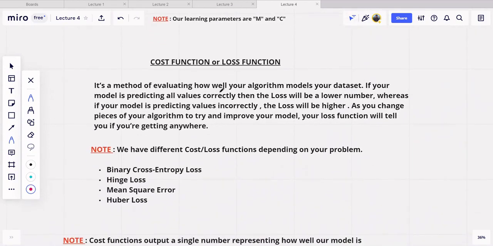No matter how complex or how simple your algorithm is, you will always have a loss function, and you will always use gradient descent in that particular algorithm. So first, let me explain what we mean by cost function or loss function.